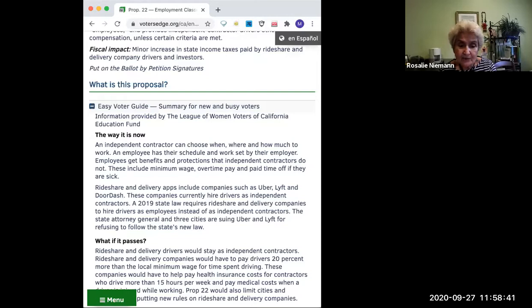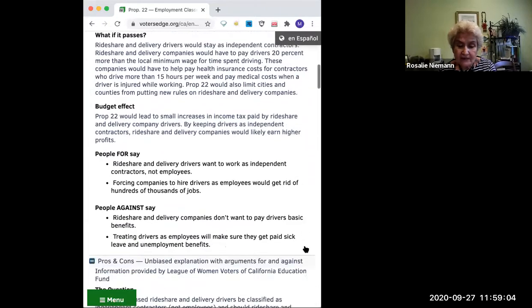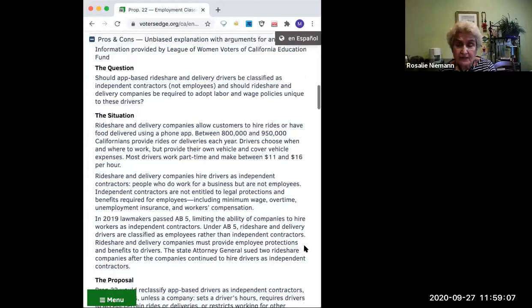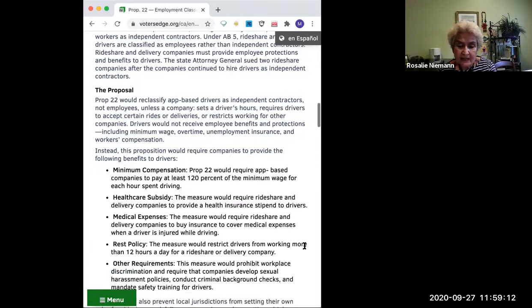Instead, Prop 22 would require companies to provide the following benefits to drivers. Number one is minimum compensation, to pay at least 120% of the minimum wage for each hour spent driving. Two, healthcare subsidy would require rideshare and delivery companies to provide a health insurance stipend to the drivers. Number three, medical expenses. This would require rideshare and delivery companies to buy insurance to cover medical expenses when a driver is injured while driving.